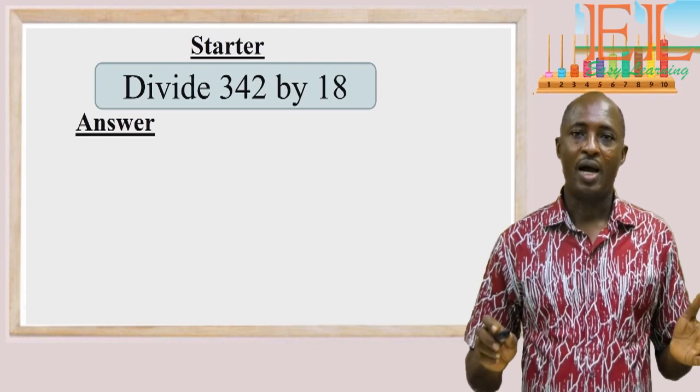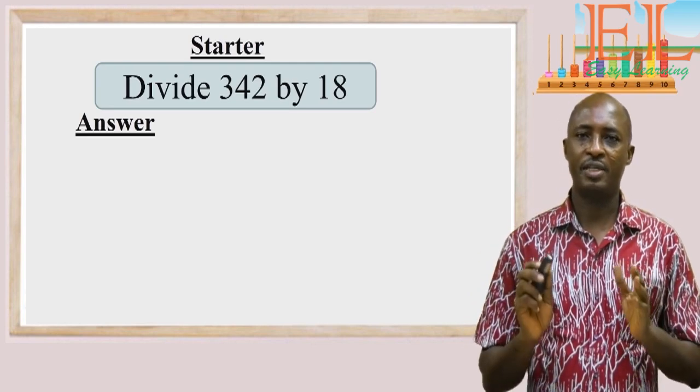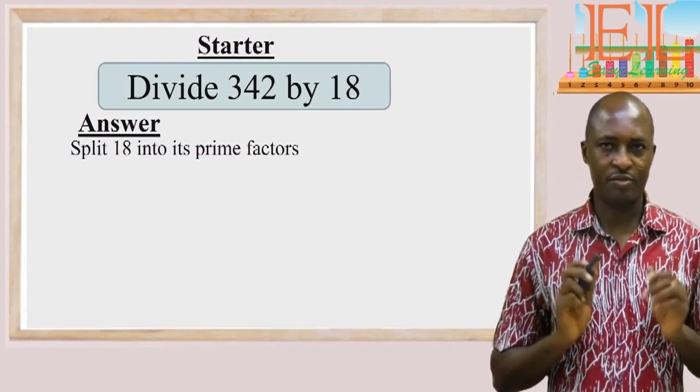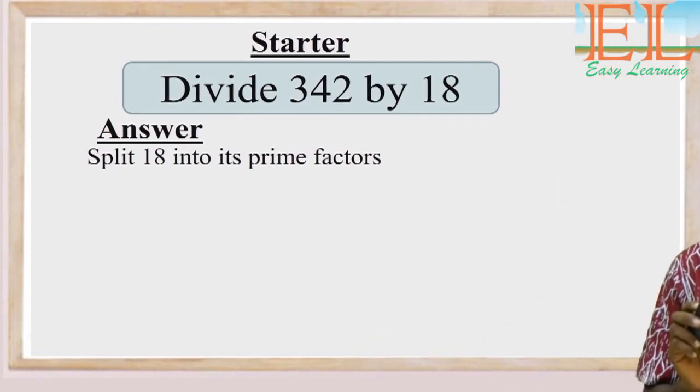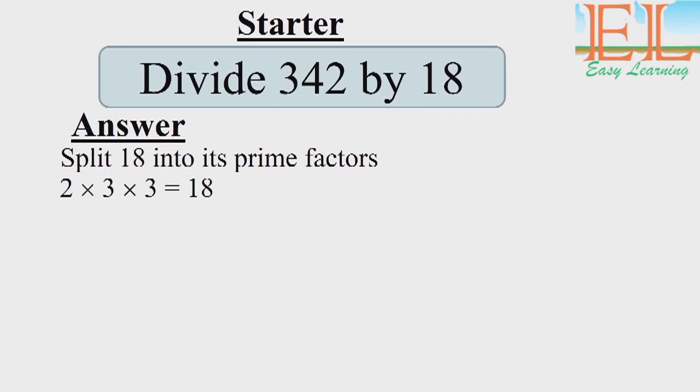First, I can find the prime factors of 18. And what are these prime factors of 18? We have 2, 3, and 3. 2 times 3 times 3 will give you 18. Isn't that so?